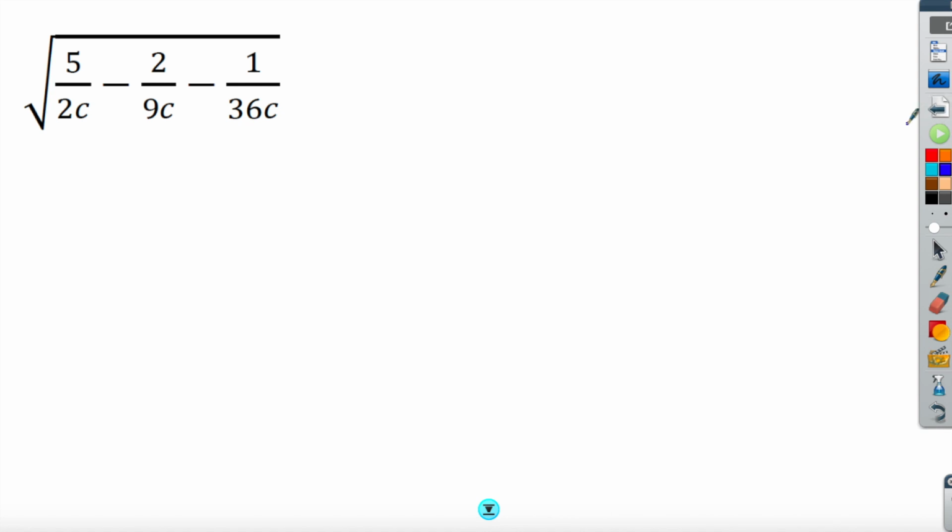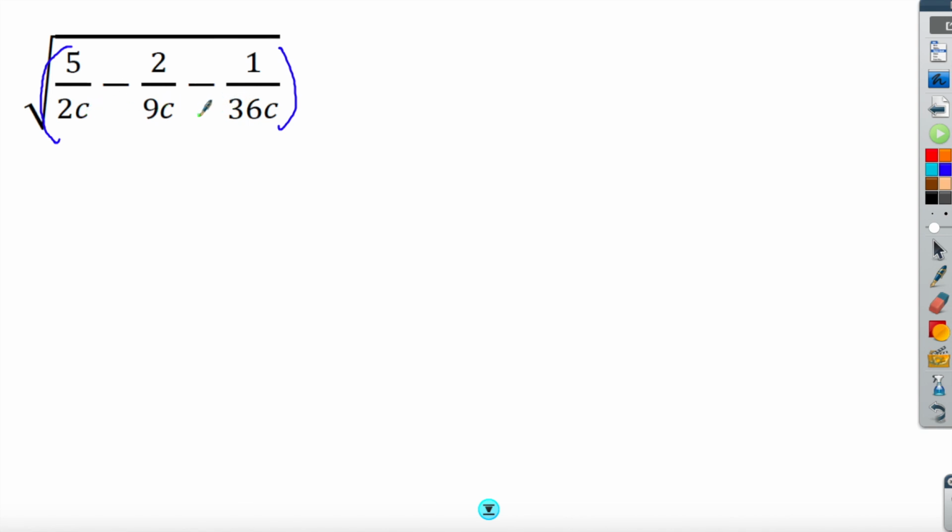All right, last one for the day. What we're going to do is, I want you to notice this one's a tad different. Everything is inside the radical. Therefore, since everything is inside the radical, it's kind of like having parentheses around here. And inside the parentheses, can you add and subtract these? Well, I can. I can add and subtract them as long as my denominators are the same.